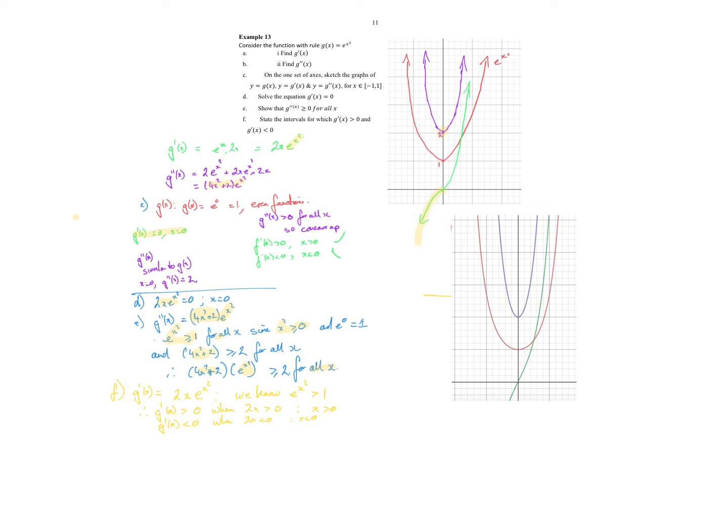State the intervals for which g dash of x is greater than 0 and g dash of x is less than 0. So for g dash of x, we decided at x equal to 0, we know that e to the x squared is positive. So the sign change is only going to occur when 2x causes a change in sign, which is obviously going to be at x equal to 0. All right, but you just formalise, just state those things though.